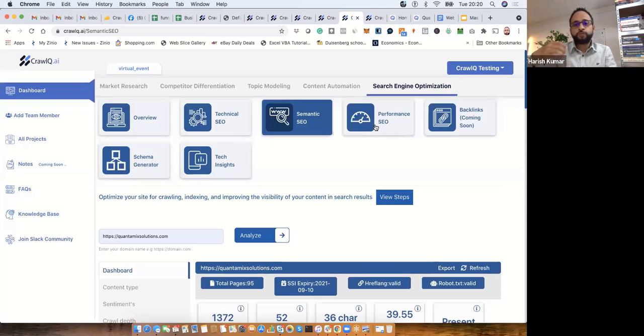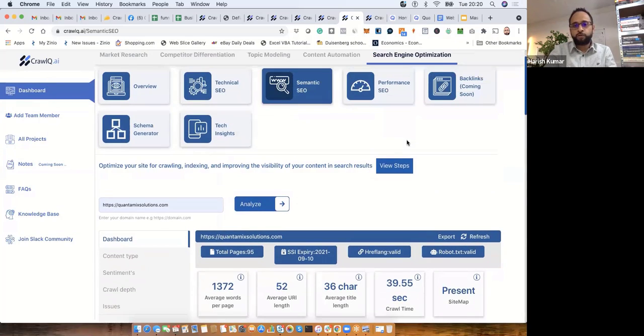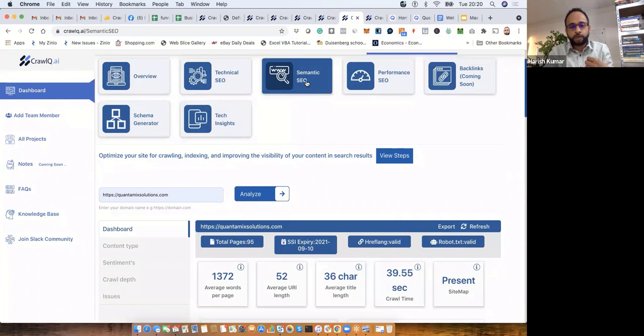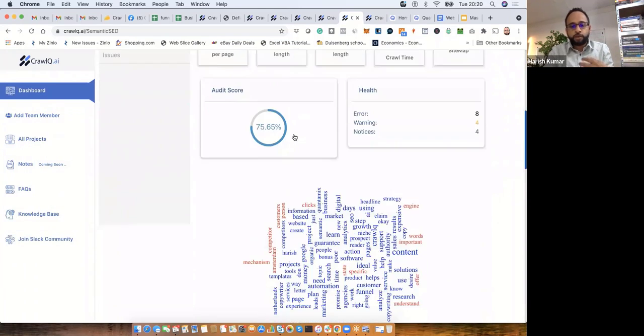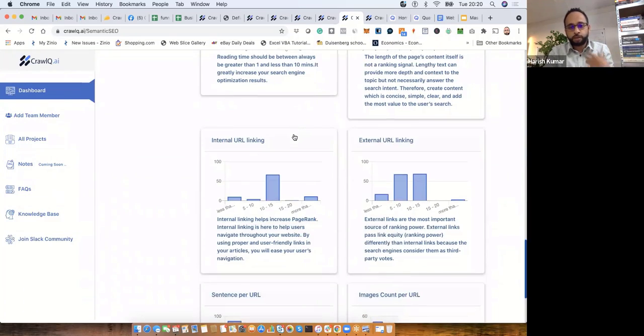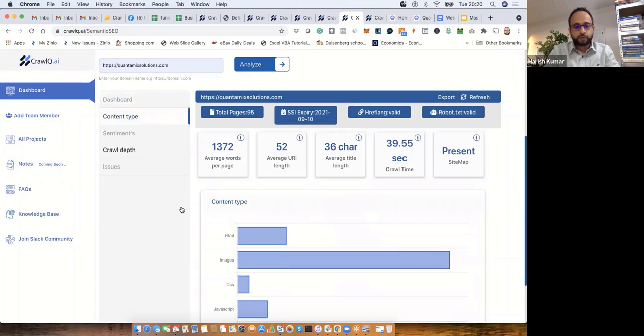This feature is not supposed to replace established tools like SEMrush or Ahrefs. You can use those and just validate some information here. But the focus here is not on the keyword or the way traditional SEO is done, right? H1 tag, H2 tag. In this specific section, semantic SEO, we are focusing more on readability, reading age, reading time, content length, internal URL links, and how we are using different content types on our website.